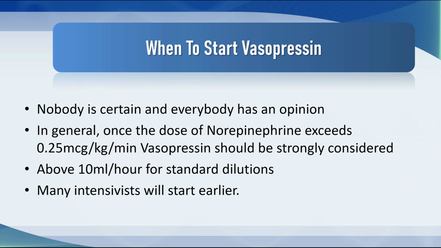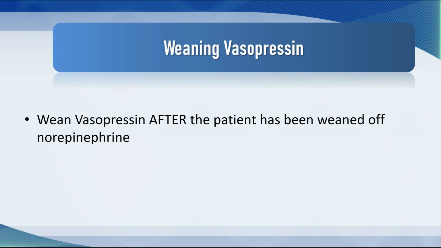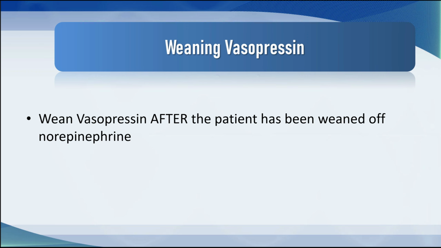Everybody has an opinion. But in general, once the dose of norepinephrine has exceeded 0.25 mics per kilo per minute, you should strongly consider using vasopressin. If using the standard concentrations, when you hit 10 mils per hour, you need to be starting this drug. Many intensivists, including myself, will start it earlier. And many of us will also wean vasopressin after the patient has been weaned off norepinephrine.